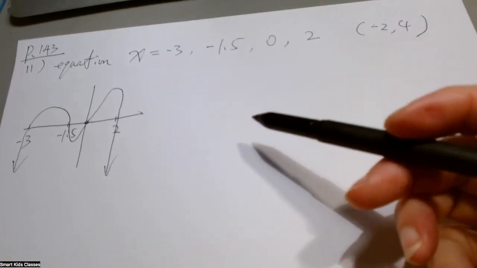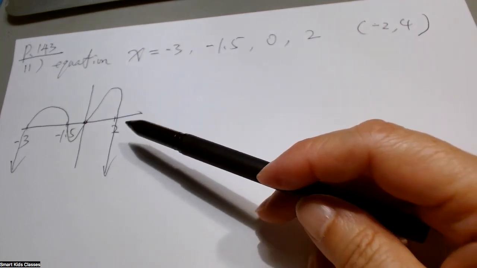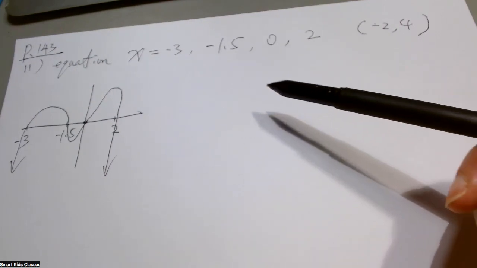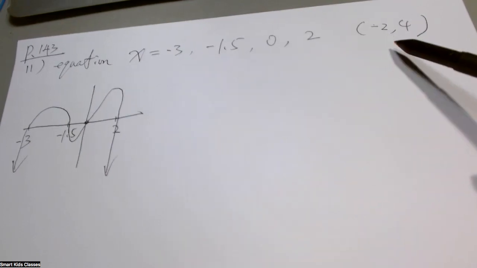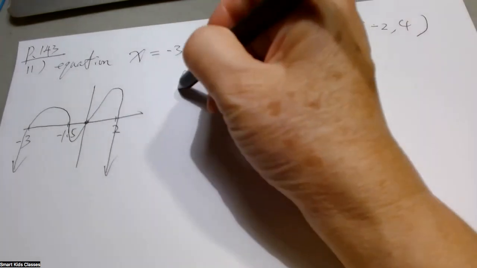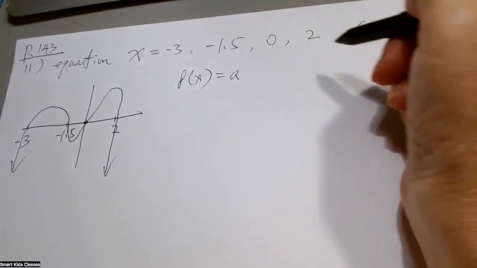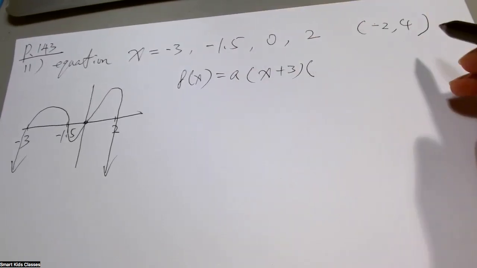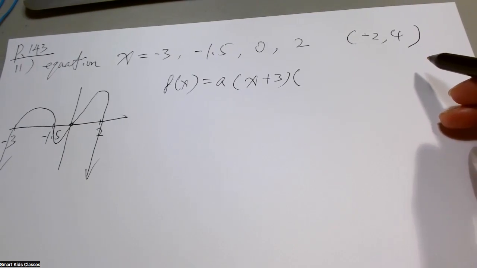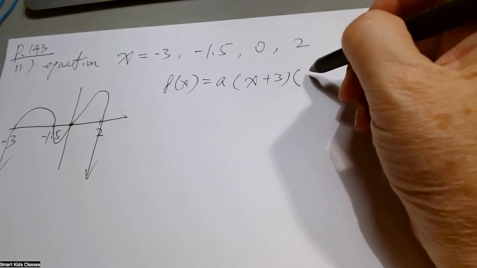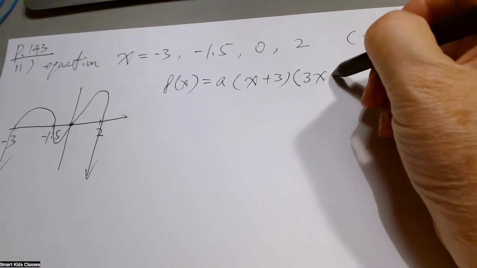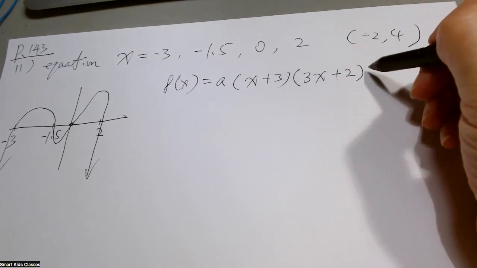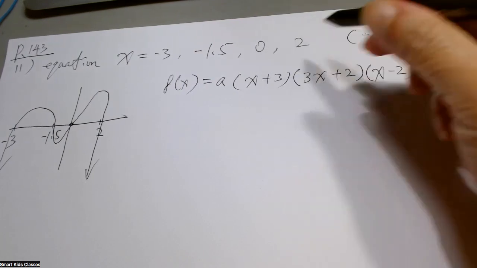Now for question 11, I plot the graph here. Part A asks you to write the equation for this function. So you write down all the x-intercepts, a point on the graph. I'm going to write f(x) equals a times (x + 3), the first intercept, times negative 1.5, which is (2x + 3), and then for 2, (x - 2), and then x.